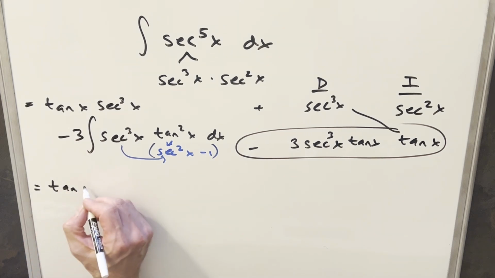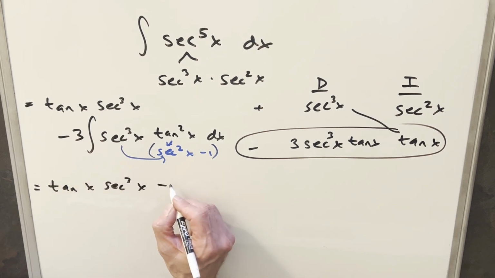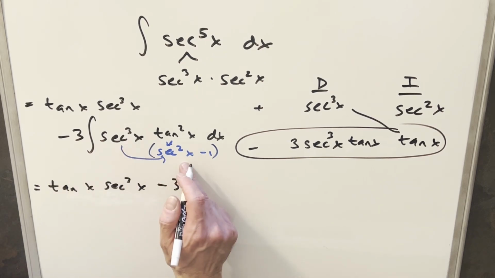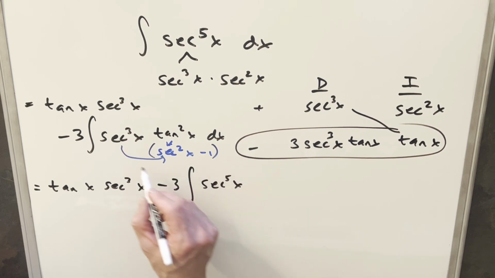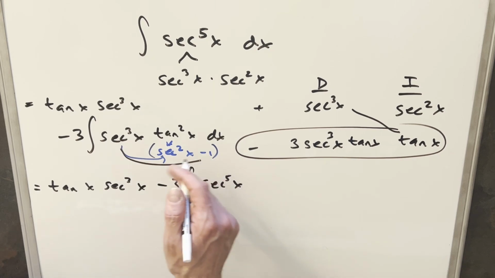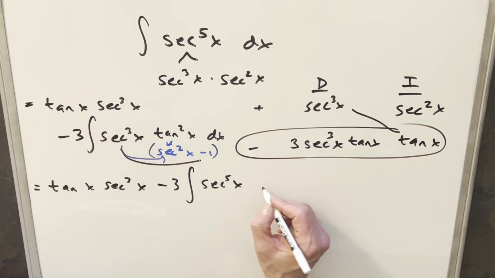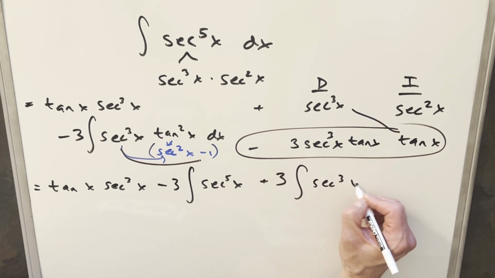So let's write everything down. We'll copy down tan x secant cubed x. So then for this first integral, we'll have minus 3 secant cubed times secant squared. This will give me secant to the fifth x here. Then distributing secant cubed x into minus 1, this is going to give me minus secant cubed x. I'll bring the minus out and write this as plus 3 out front secant cubed x.